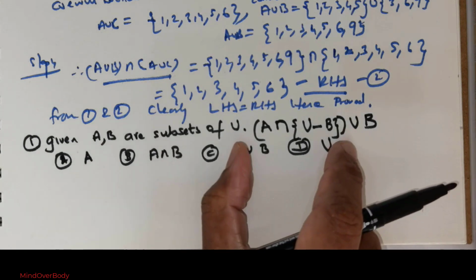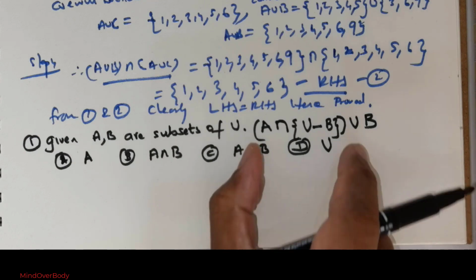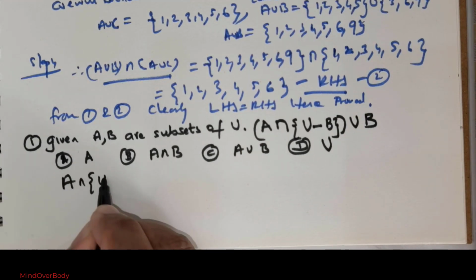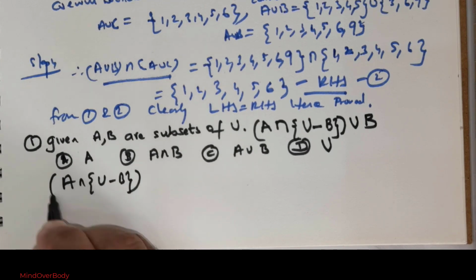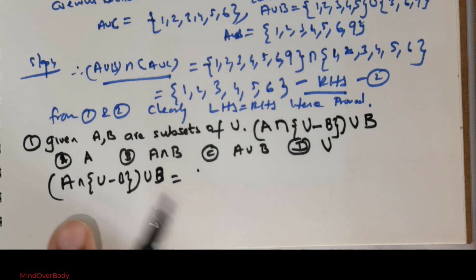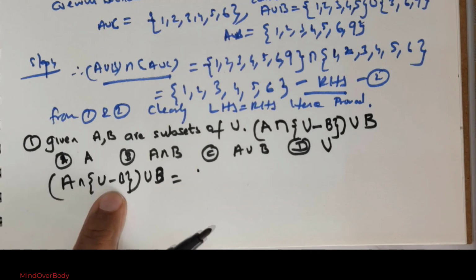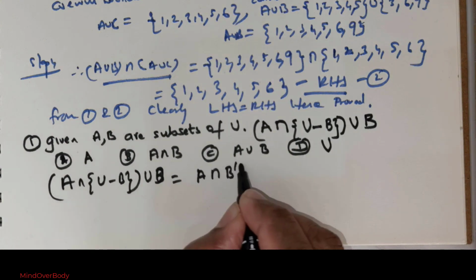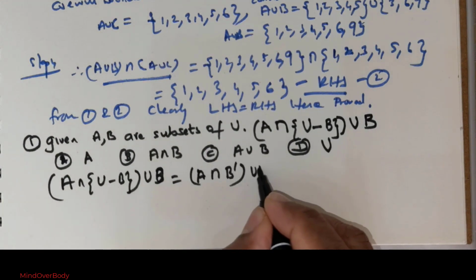So let's start the question, right? So this is what is given. A intersection of U difference B, and this is performing a union with B. Now foremost, U difference B, that is what? That is B complement. So this is A intersection of B complement, that is uniting with B.